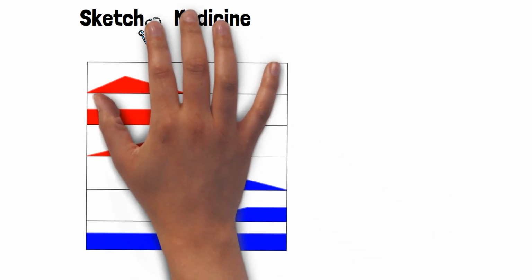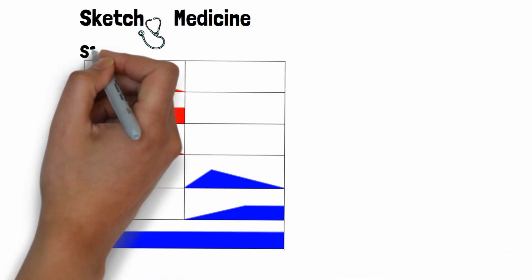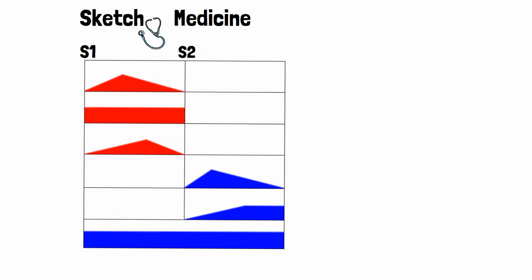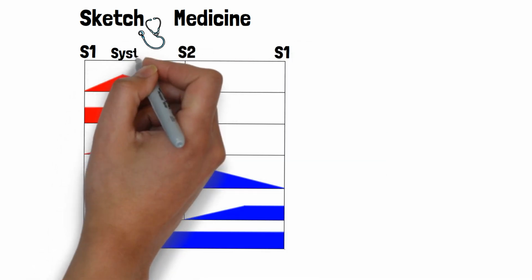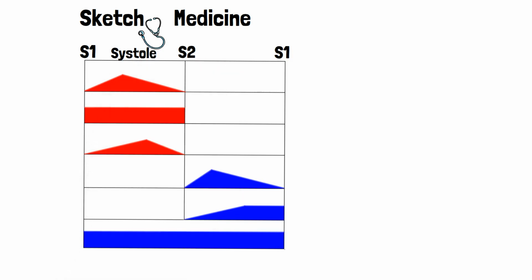Today we'll be talking about the all-important cardiac murmurs. Before we begin, we need to contextualize the murmurs based on the two heart sounds of S1 and S2. We can also break them down within the systolic murmurs or diastolic murmurs.